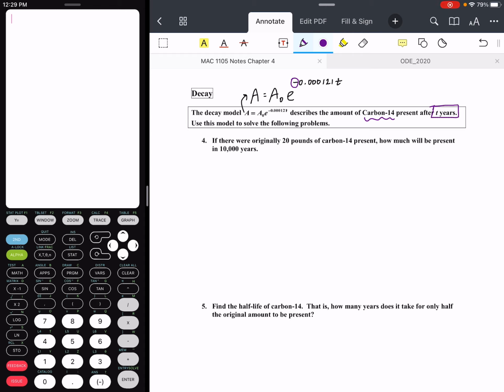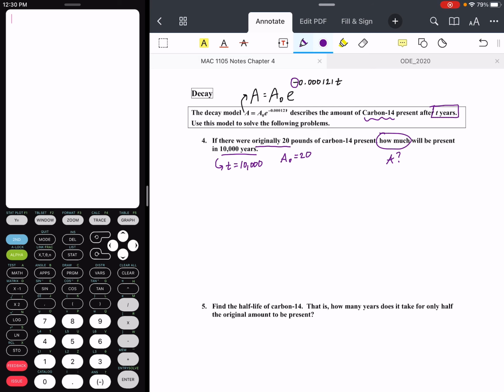Okay, so looking at number 4, if there were originally 20 pounds of carbon-14 present, so let's say A naught equals 20, that's our original amount. How much will be present in 10,000 years? So t equals 10,000. So we know A naught, we know t. We're looking for the accumulated amount, which in this case will be less than our initial amount of 20. So we're decaying. We're going to start with 20 and dwindle down to a smaller amount.